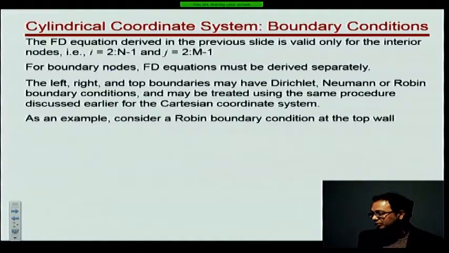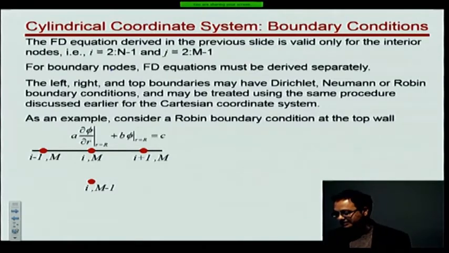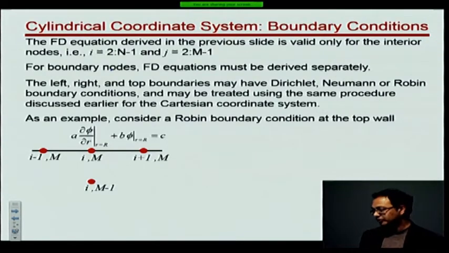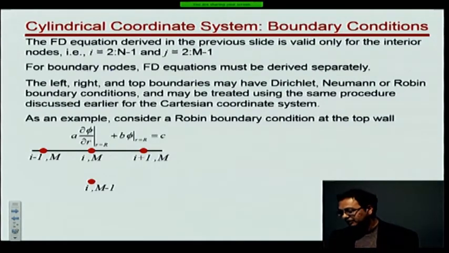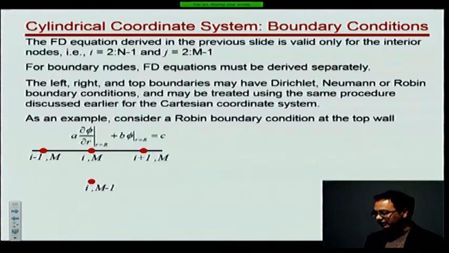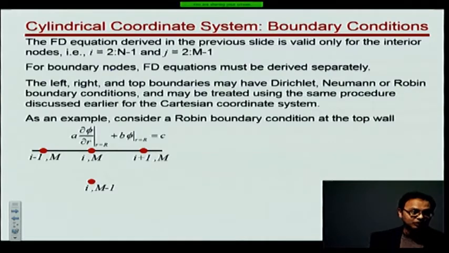Robin boundary condition means A dphi dr plus B phi equal to C. Okay, it's a mixed boundary condition. Neither the derivative is specified nor the value of phi is specified. If you think this is the first time we are talking about it, no, we have talked about this in, I think, lecture 4 or 5, right after we did finite difference in 1D. Okay, so go back to your notes, you will see that there.